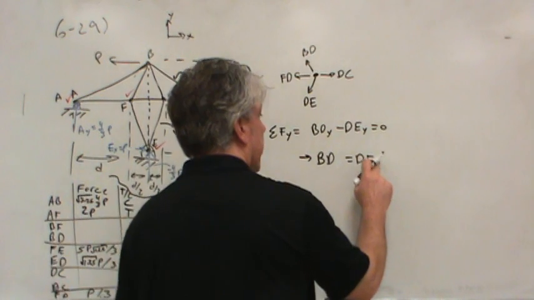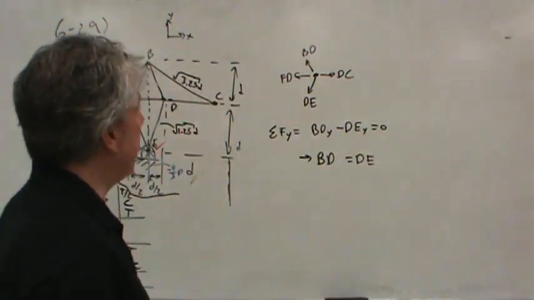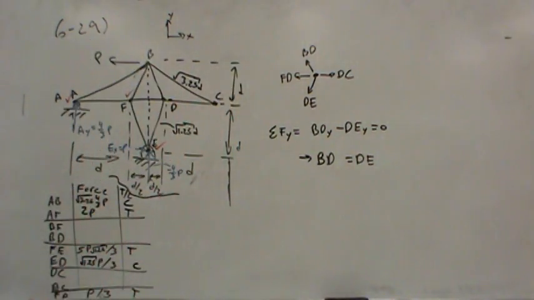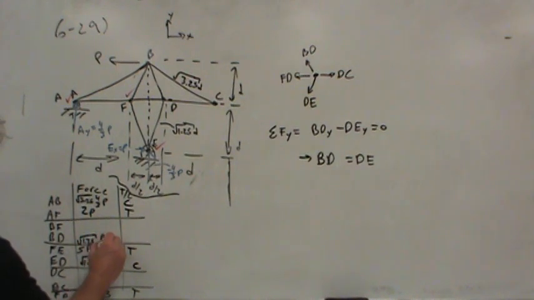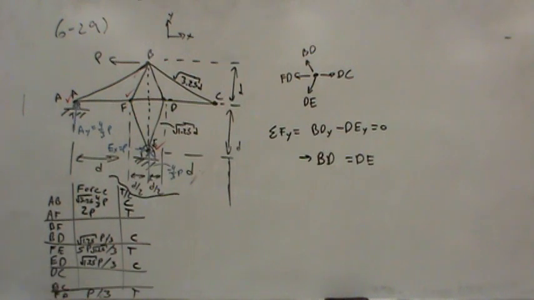So what this means is that BD and DE are also equal to each other, but we already know one of them. In fact, we know DE or ED. And so the other one, BD, is the same. So BD is the same as ED, it's root 1.25p over 3. And it should be the same, it should be compression. Okay.